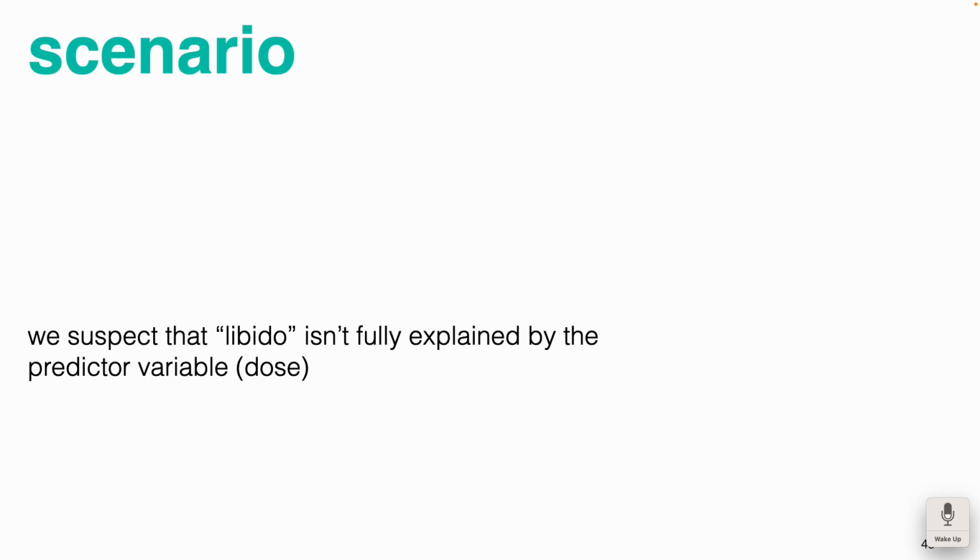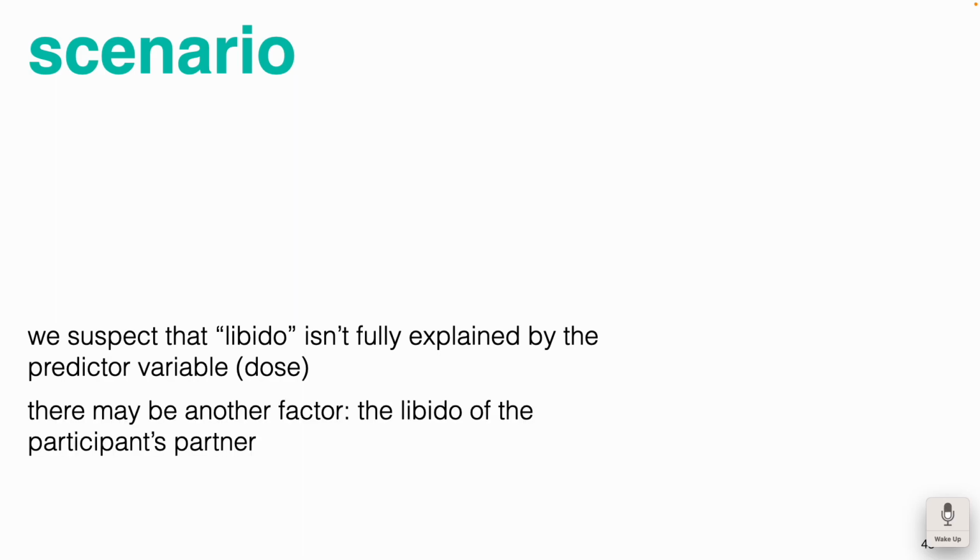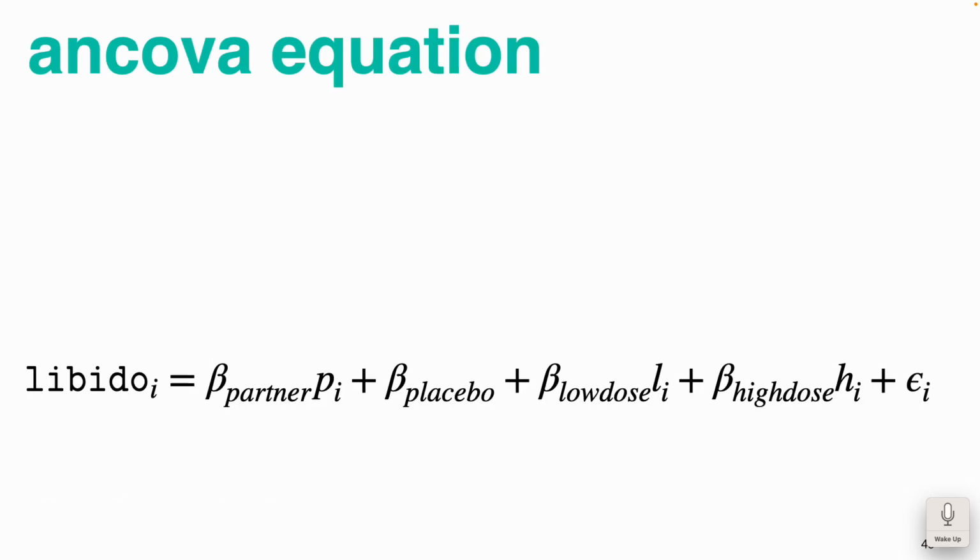So, in this case, we suspect, again, this could be slightly problematic as an example, but I hope it's okay. We suspect that libido isn't fully explained by the predictor variable dose. There may be another factor, the libido of the participant's partner, right? So we're going to add that as a factor. So we've added a new variable.